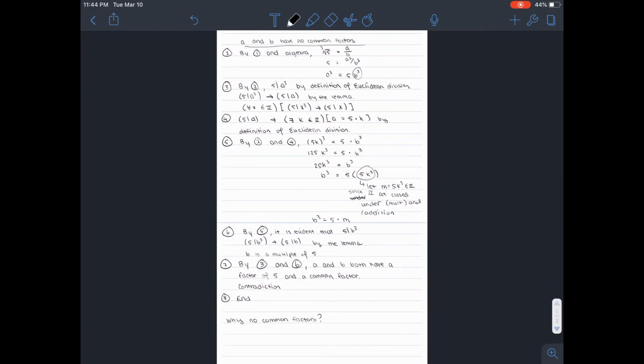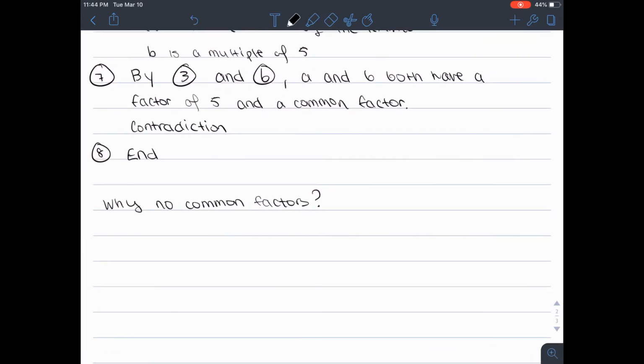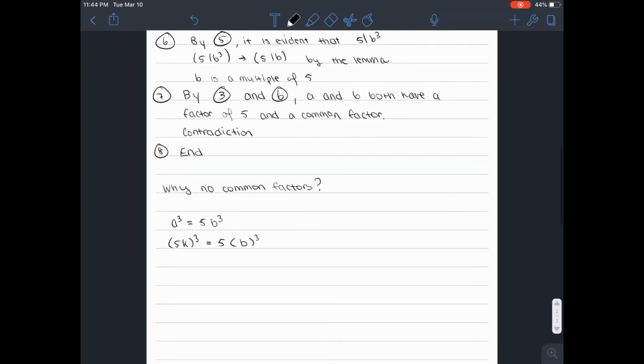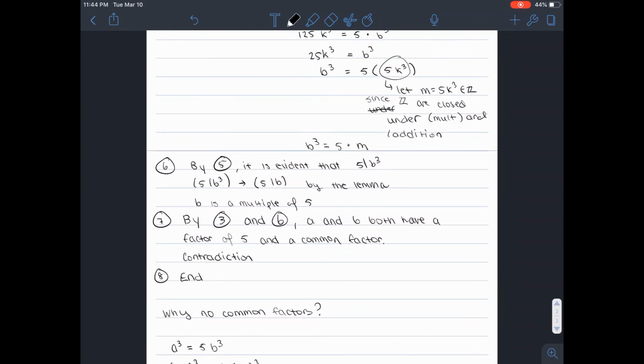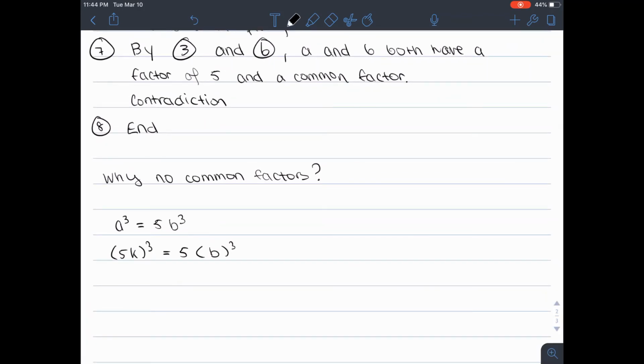So we have defined a as equal to some 5k. Plugging this into a cubed equals 5b cubed, we get 5k cubed is equal to 5b cubed. Well, in step 6, we have also shown that b is a multiple of 5. Knowing b is a multiple of 5, we can also define b as some integer times 5. I'm just going to call it j. So let's say there exists a j, an element of the integers, such that b is equal to 5j.